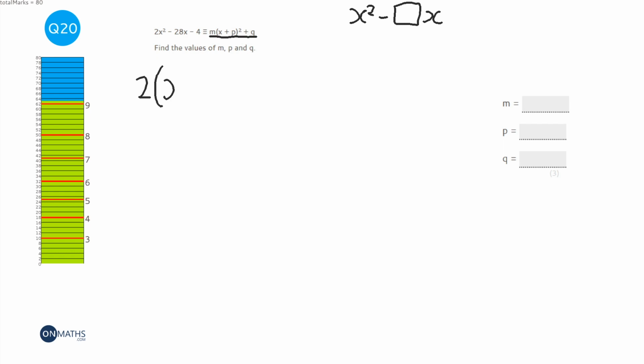Looking at the structure of the answer, it looks very much like we're going to have to complete the square. Now, to complete the square, we need x squared minus something x. We've got 2x squared minus 28x, so we're close to getting that, but we haven't quite got that. So what we need to do is factorize the 2 out first. So 2 brackets x squared minus 14x. And then I'm just going to add the minus 4 at the end.